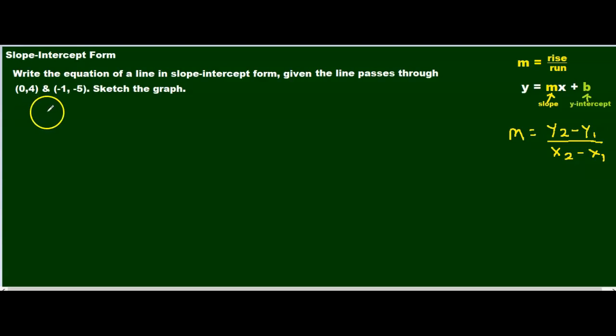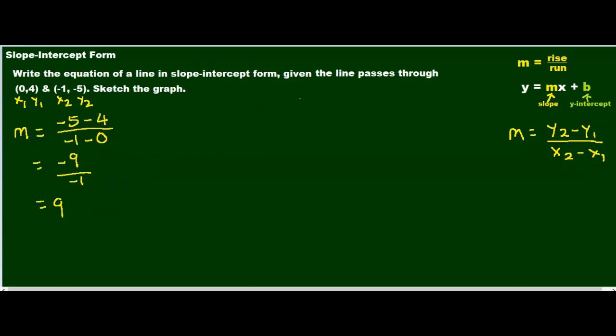So let's find our slope. M is, let's label this x1, y1, x2, y2. So my y2 is -5 minus y1, which is 4, over x2, which is -1, minus x1, which is 0. Simplify. -5 minus 4 is -9 over -1, which gives me a +9.